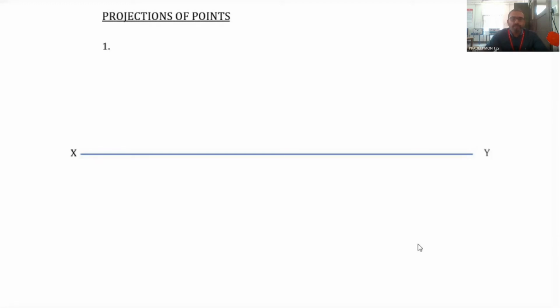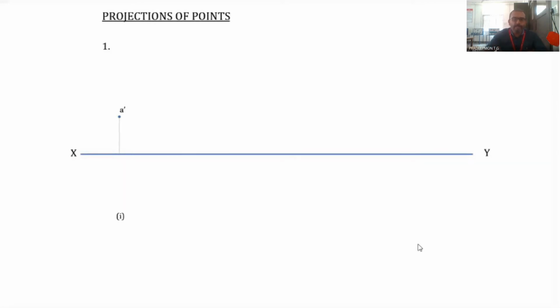So now the XY line is here. It should be a thick, dark line. Then the first question, that is, the point is 20 millimeter above HP and 15 millimeters in front of VP. That is the question. So first we draw a vertical line which is perpendicular to the XY line. We consider the XY line to be a horizontal line, so any line which is perpendicular to it will be a vertical line.